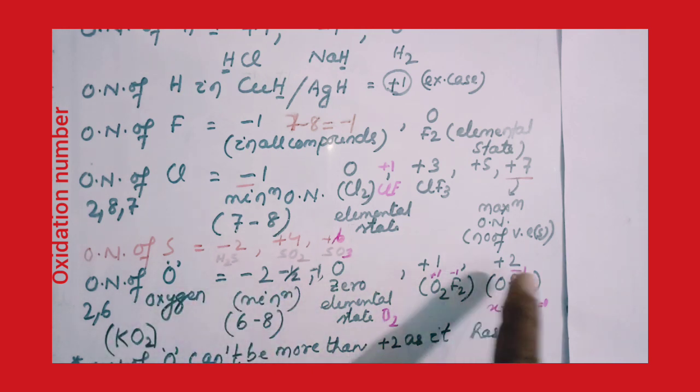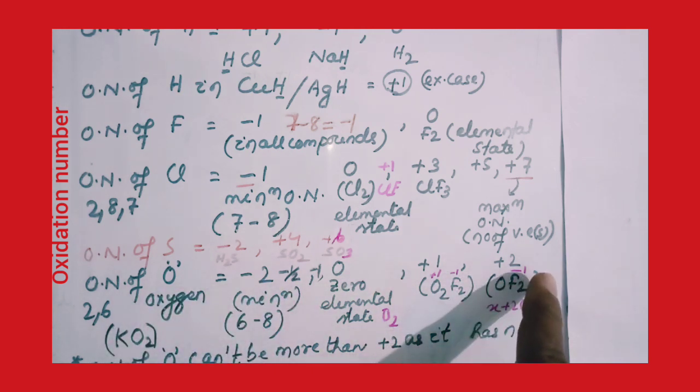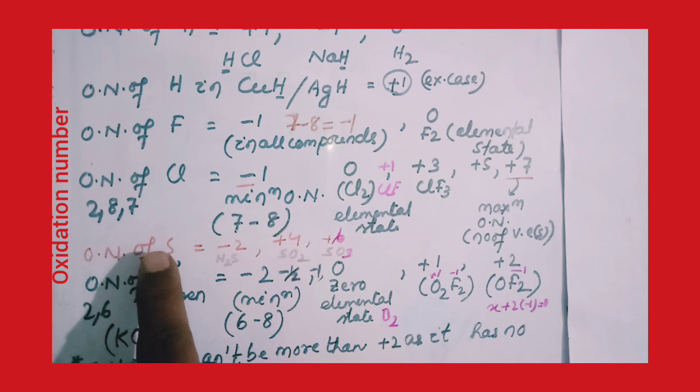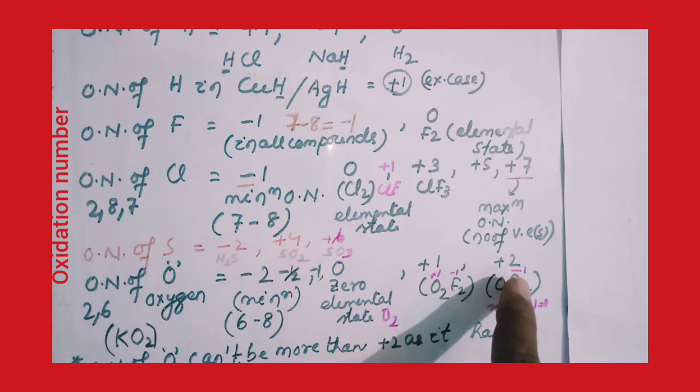Its oxidation number cannot be more than plus 2 because of absence of vacant d orbital. You see, oxygen and sulfur are in the same group, but maximum oxidation number of sulfur is plus 6, whereas in case of oxygen, the maximum oxidation state is plus 2. It cannot be more than plus 2 because of absence of vacant d orbital.